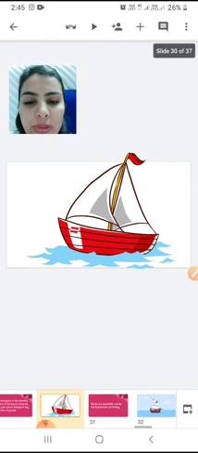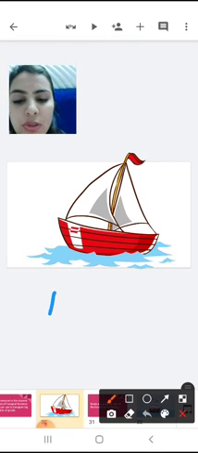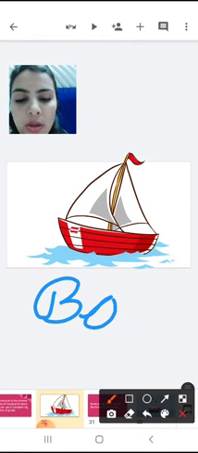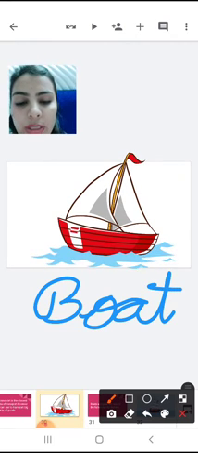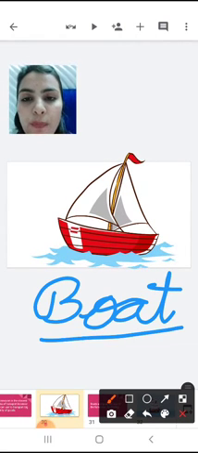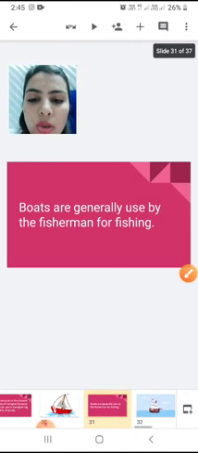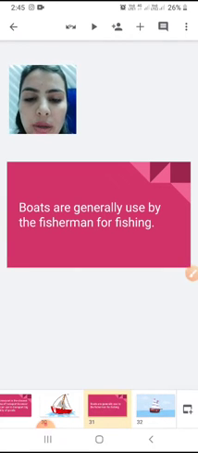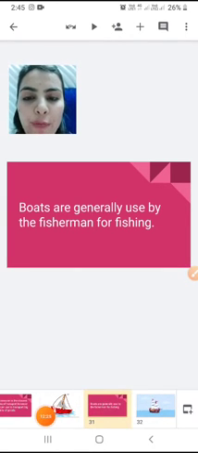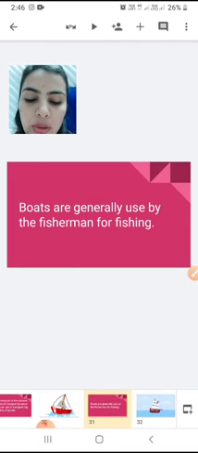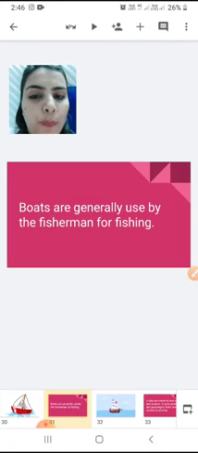I'm going to show you one picture. Which picture is this? This is the picture of a boat, B O A T. Boat travels on water, so it is a water transport. Boats are generally used by fishermen for fishing. That is the basic use of boats.